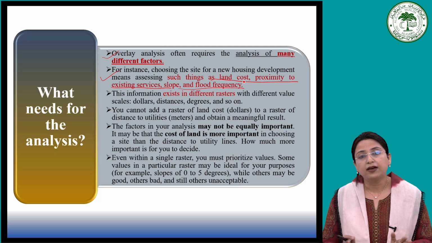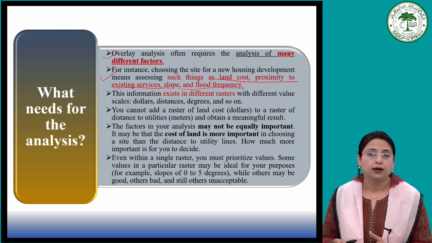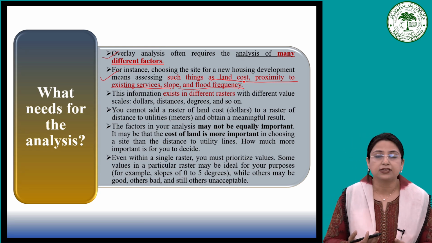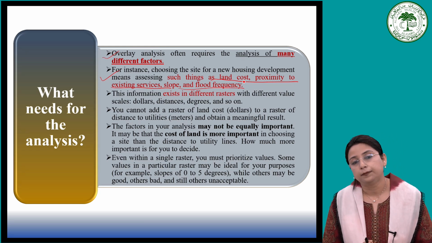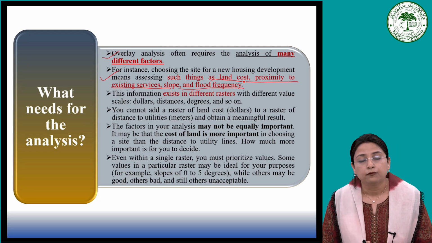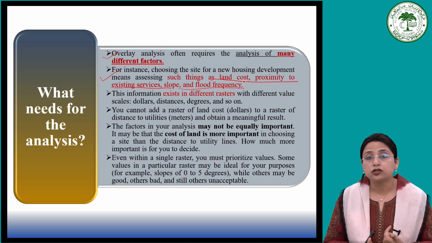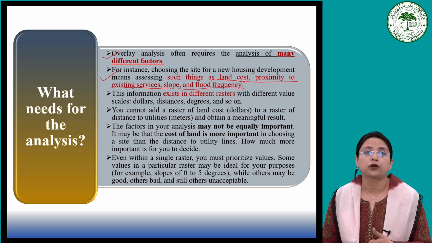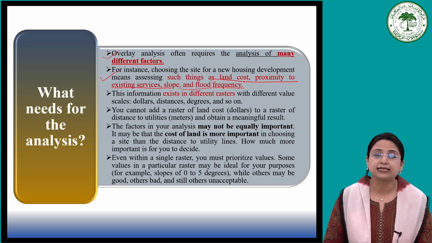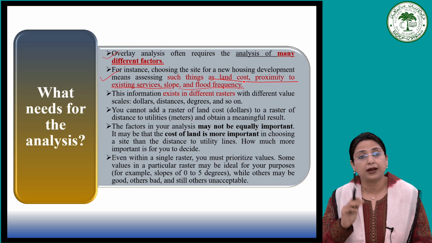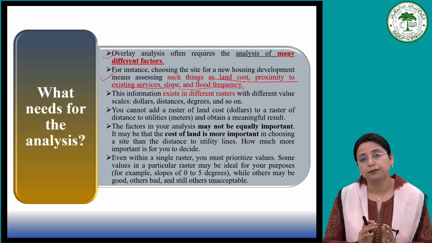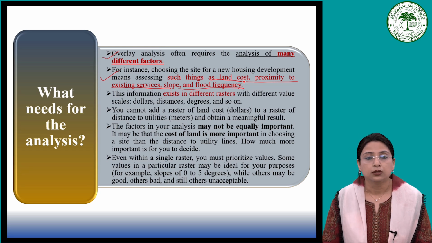These factors may vary from person to person. Which factor is to be given more priority depends upon the perception of the different person. For example, I may consider the cost of the land as the first priority, or you may consider that proximity to existing services should be the priority for you. So the priority for the factors may differ from person to person.